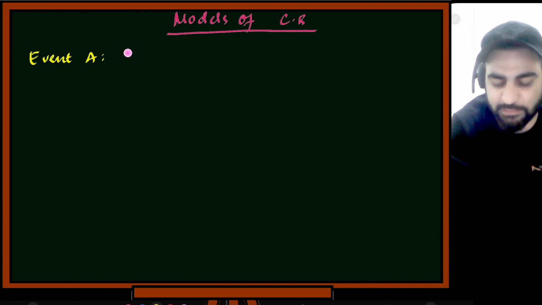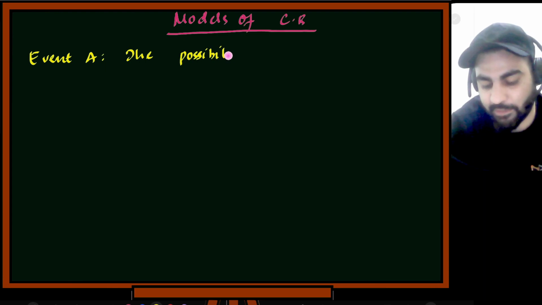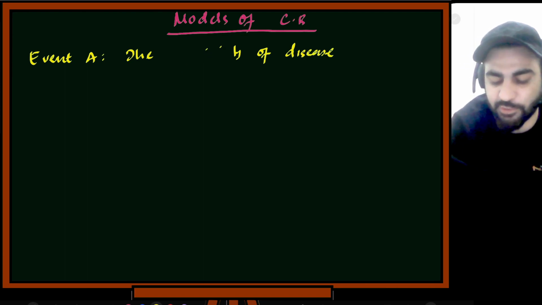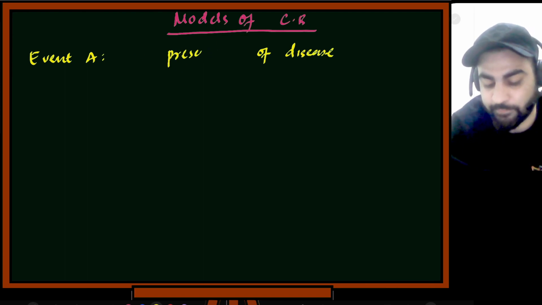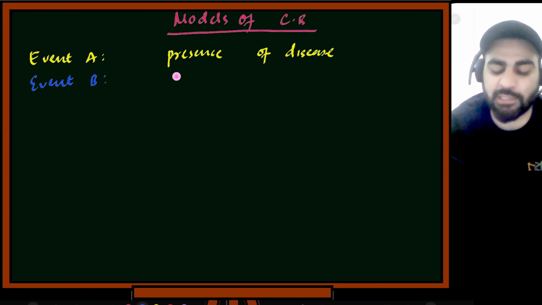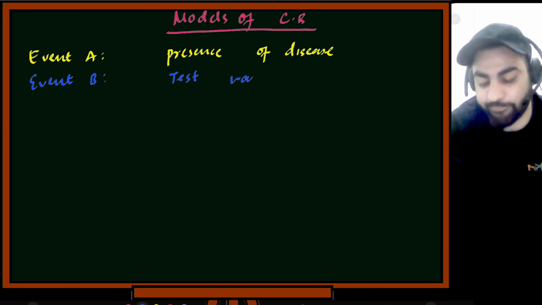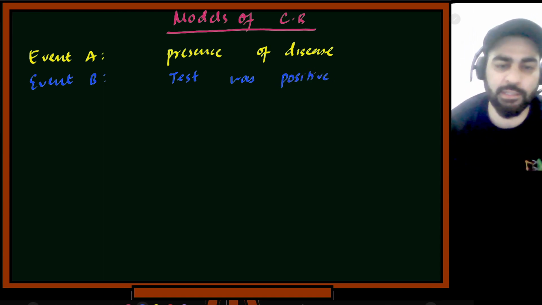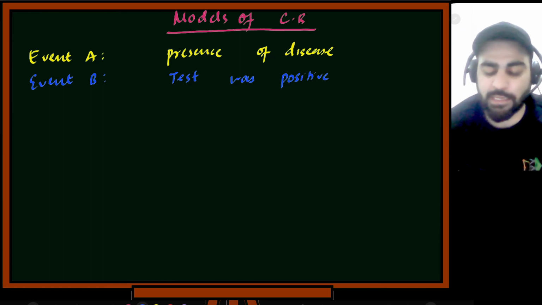The possibility, or presence, of disease. Then event B is that the person tested positive. The test was positive. These are my two events. So event A is presence of disease, and event B is the test was positive.